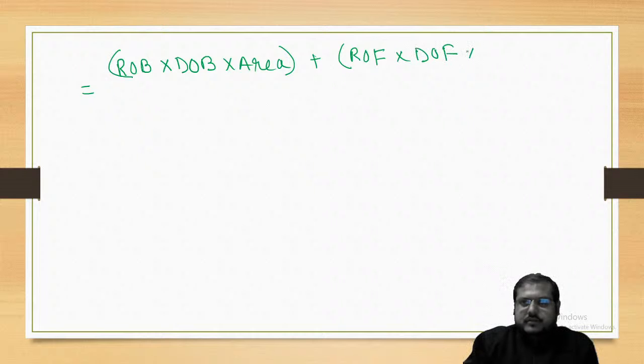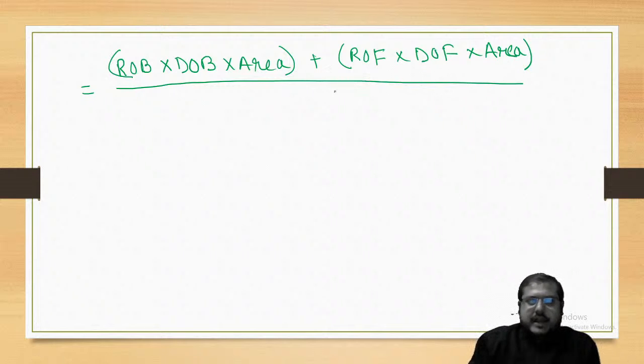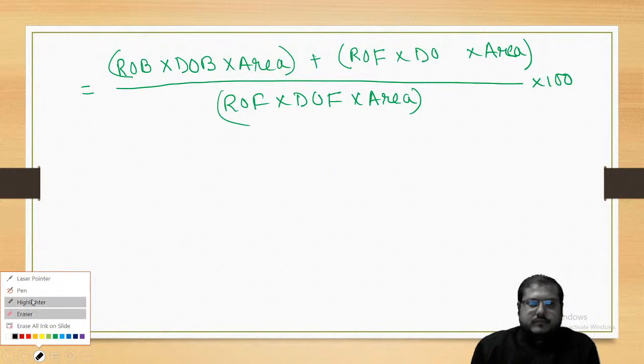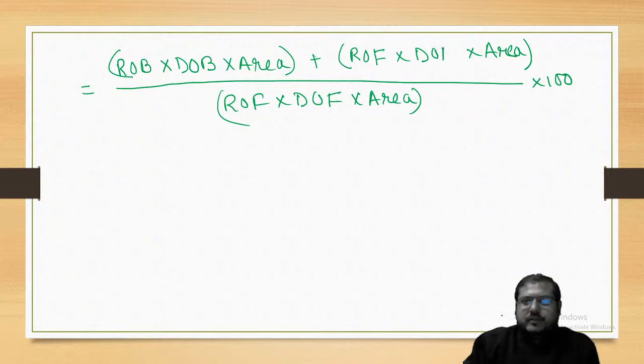Duration of filtration into area, by rate of filtration into duration of filtration. Sorry, it's the duration of maturation, not the duration of filtration. Here, let me write this down: into area, into 100. So rate of filtration, duration of maturation. Is it clear?